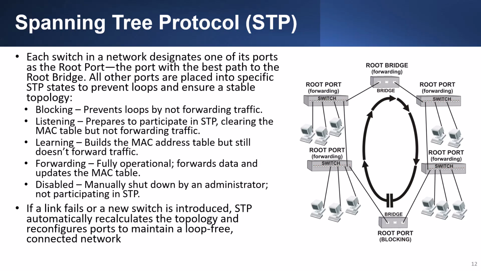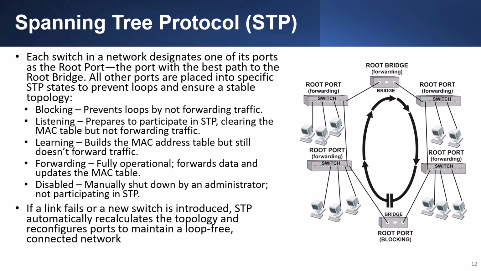Each switch in a network designates one of its ports as the root port, the port with the best path to the root bridge. All other ports are placed in specific STP states to prevent loops and ensure a stable topology. Blocking prevents loops by not forwarding traffic.